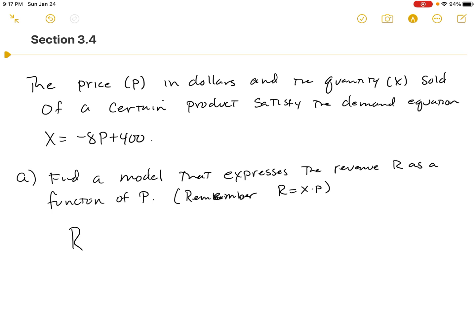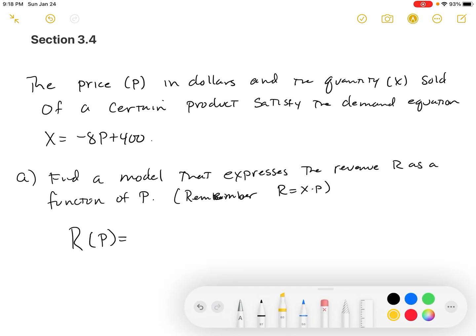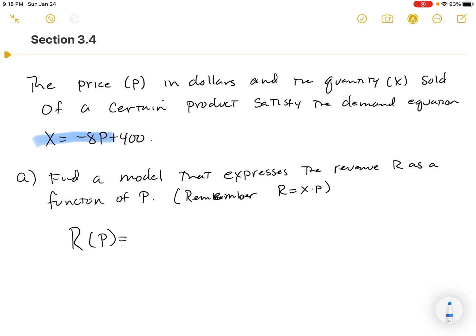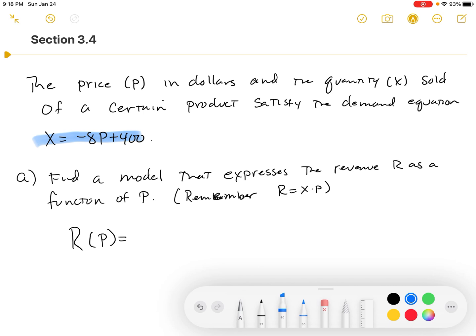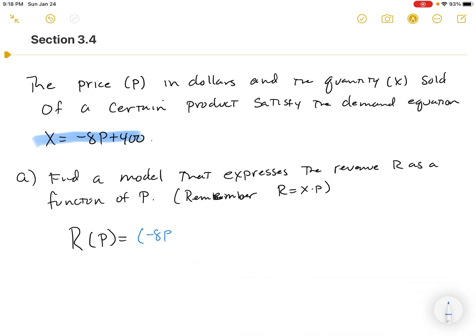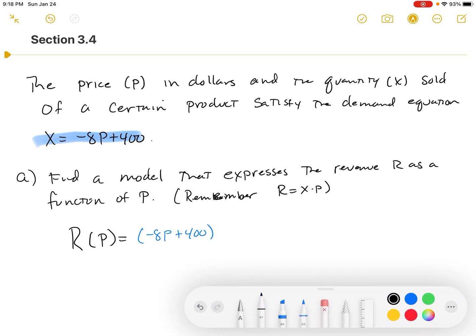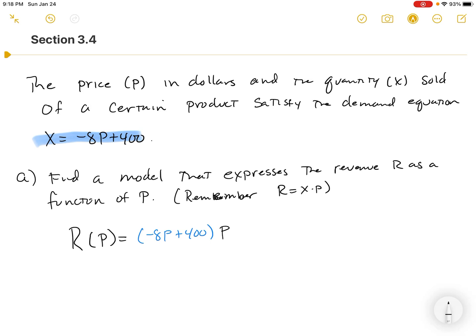And so as you look at this revenue function, it's not of P, it's of both X and P. We need a revenue function all in terms of P. Well, how easy is that to do? Easy. So let me come over here to my highlighter and highlight something in blue. There's our X in terms of P. So all that's needed to happen is we just need to take, remember, it's X times P. So what's X? X is negative 8p plus 400, just to highlight what's being substituted in, times P. That is a revenue function all in terms of P.